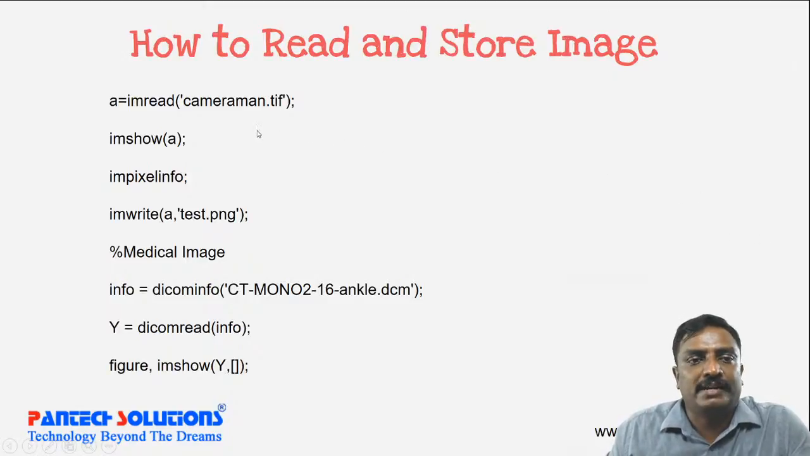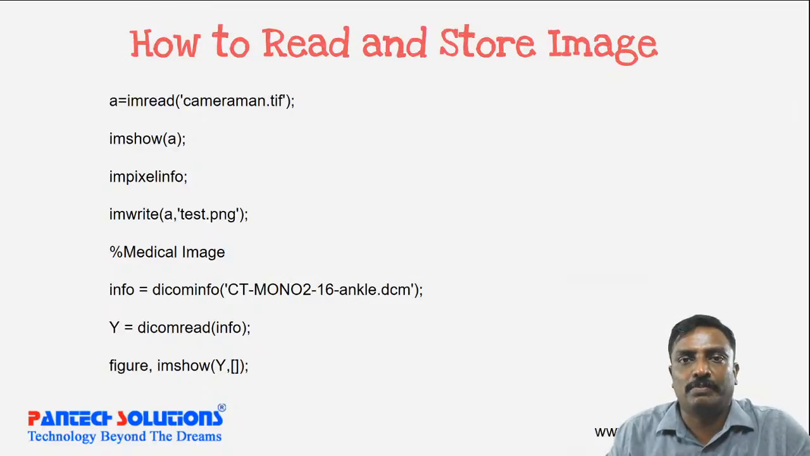The first line of the code is imread. Imread is a command used to read an image. Cameraman.tiff is the file name. By default, this file is present in the root folder. If you want to use your own image, then the image should be placed in the current working folder. TIFF is the tagged image file format.